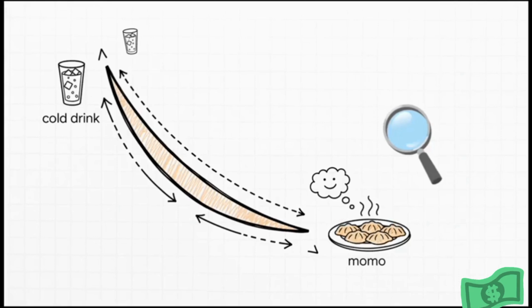So what gives the indifference curve its shape? It's something called the marginal rate of substitution, or MRS. The MRS is just the slope of the curve, and what it tells you is the rate at which you are willing to trade one good for another. For example, how many cold drinks are you willing to give up to get just one more momo? And as you get more and more momos, you're willing to give up fewer and fewer cold drinks to get another one. That's why the MRS diminishes, and that's why the curve is convex.